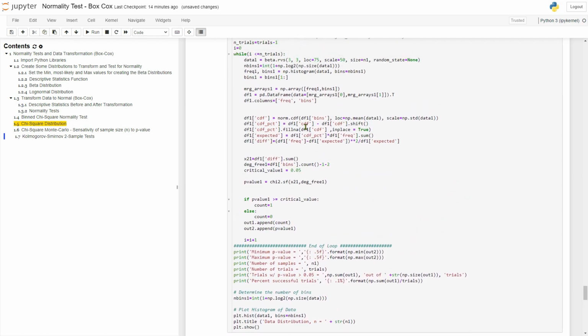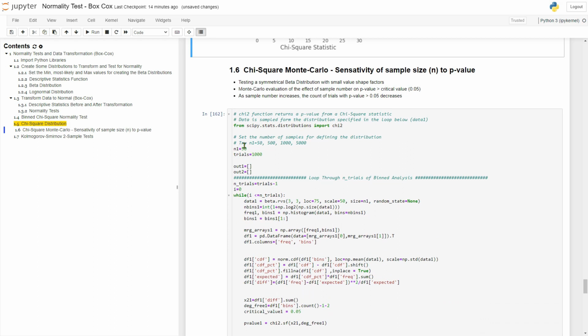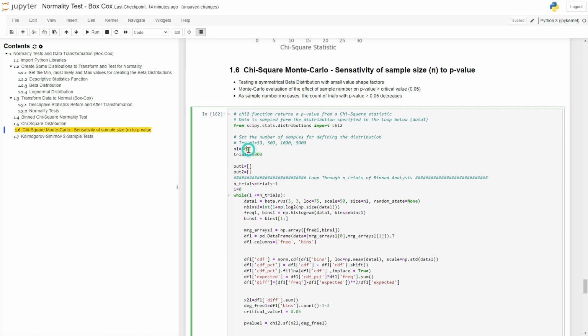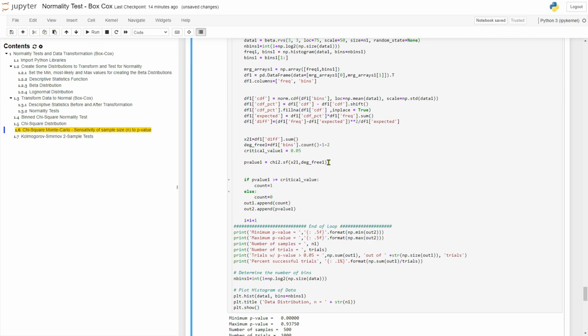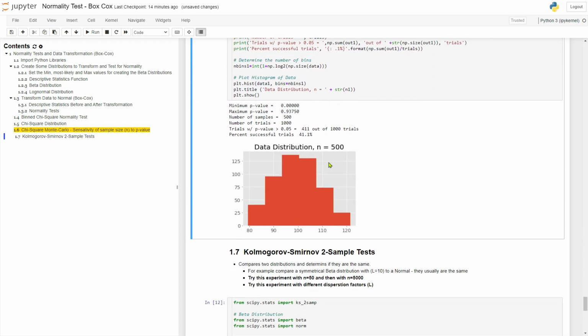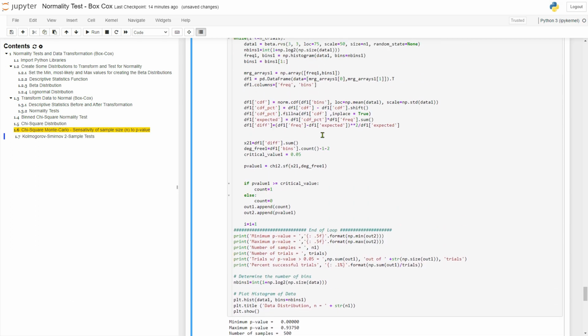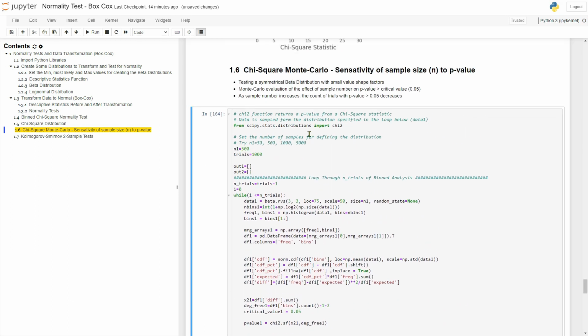Let's go up and change the sample size now, and let's try 500. Come down. It's starting to look normal. And here, 411 out of 1,000 trials produced a normal distribution, or 41%. This is the effect of the random sampling. Let's try it now at 1,000.